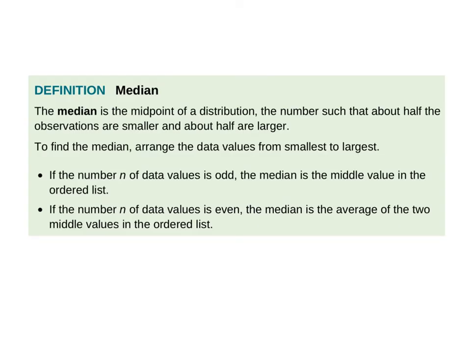The other measure of center that we're going to talk about today is something called the median. Now, you've heard that word before, I'm sure. Think about the median on a road or a highway. It's something that splits that road straight down the middle. The median in a statistical distribution is the same idea. The median is the midpoint of a distribution. It's a number such that about half of the observations are smaller and half are larger. So it's smack dab in the middle. If the number of data points that you have is odd, you pick the middle value. But if it's even, you average those two middle values.